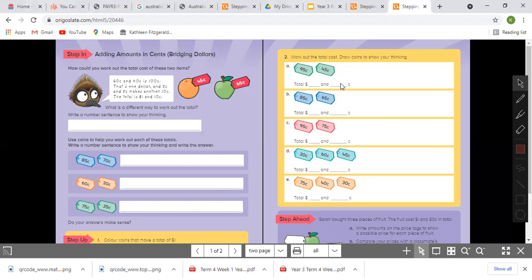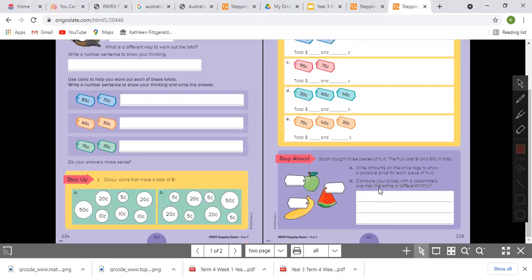For a step ahead problem, Sarah bought these 3 pieces of fruit. The fruit cost $1.80 in total. Write amounts on the price tags to show a possible price for each piece of fruit. And then if we're in the classroom, you could compare that with others. But of course, with something like this, everyone could come up with a different amount with different things, because you just need the total amount to be $1.80.